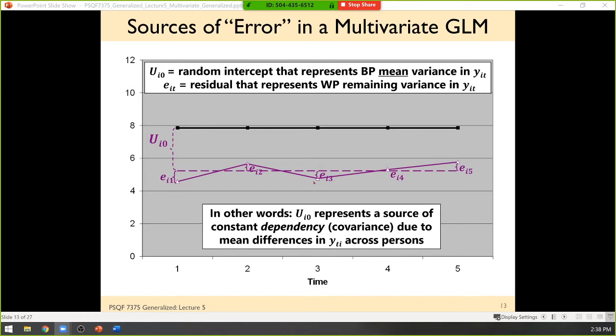In other words, this random intercept represents a source of dependency of a particular form. It says that the only reason that the outcomes from the same person would be correlated is because of some kind of constant person mean difference. And once you adjust for that, once you take that person difference and give it a variance in the model, what's left, these E's, have the regular independent and equally distributed assumptions of a linear regression model.